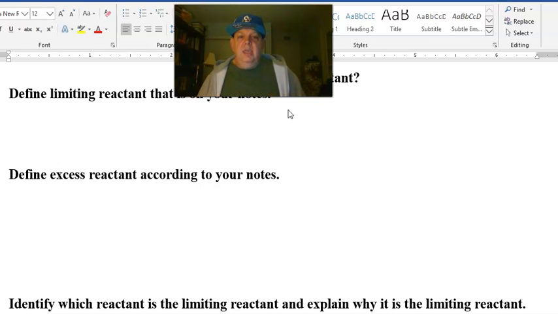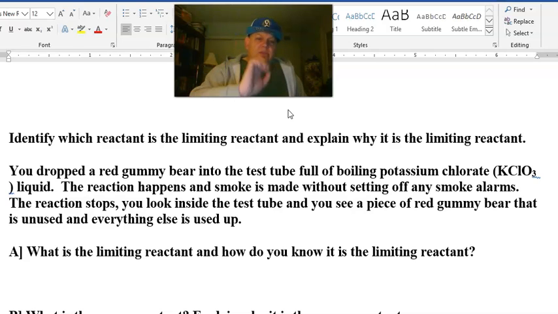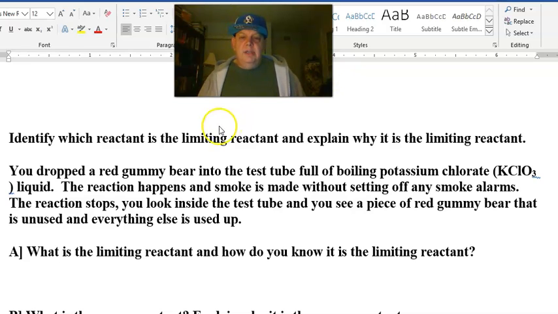This part of the packet is where you're working with limiting and excess reactants. So let's get to it. Define limiting reactant; that is in your notes. Again, define excess reactant. That's pretty straightforward. Here you're given a situation, and I'm asking you to identify which reactant is the limiting reactant and explain why it is the limiting reactant. Pretty important concept. There are no numbers here. This is just the concept.